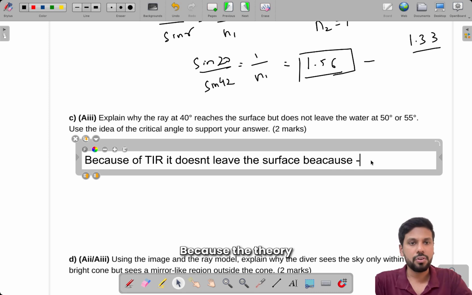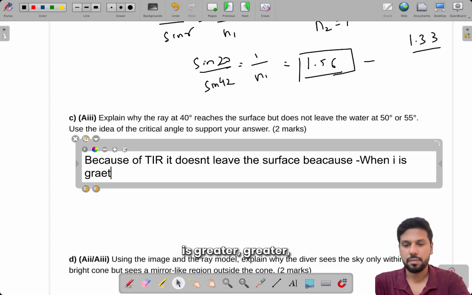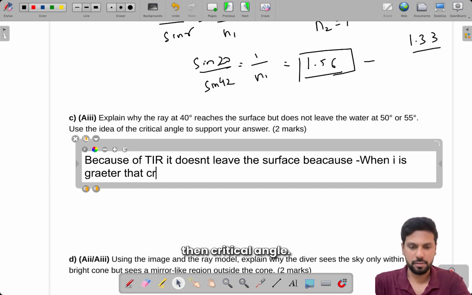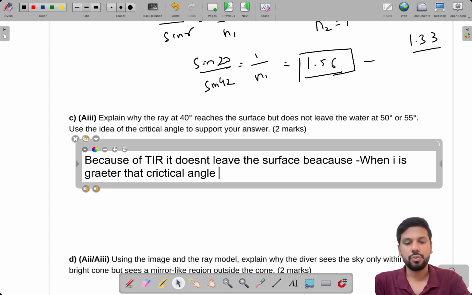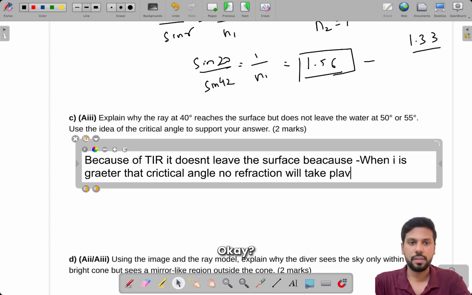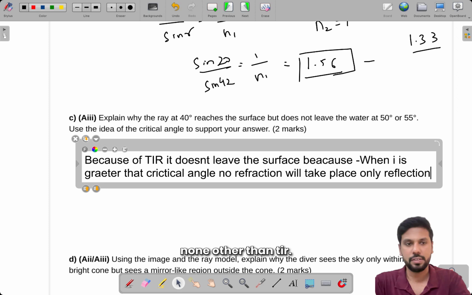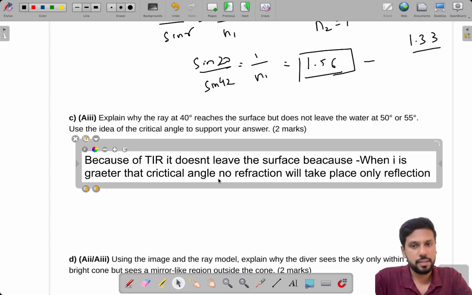Because the theory says that when the angle of incidence i is greater than the critical angle, no refraction will take place. Only you have reflection, and that reflection is none other than TIR.